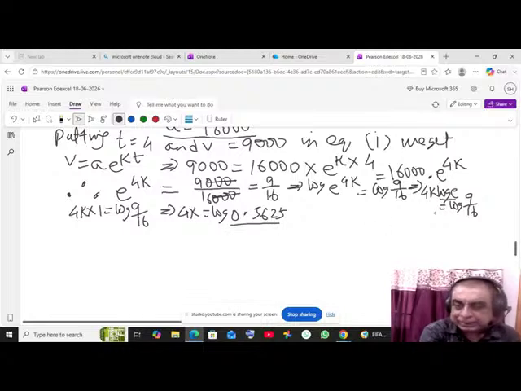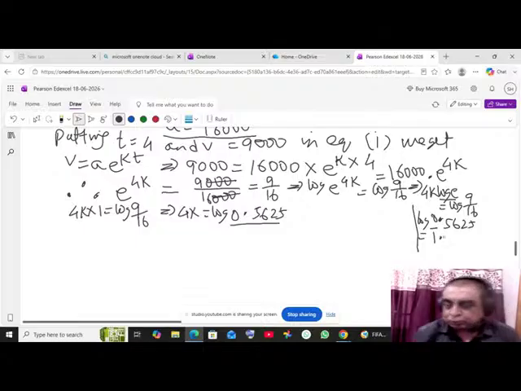Now write the value of this log by looking at the log table. The log of 0.5625: before the decimal point there is no integer, it is 0, so the characteristic will be bar 1. Now look at the mantissa for 5625 in the logarithm table. This comes to 7497, and the difference for 5 is 4. Add it up.